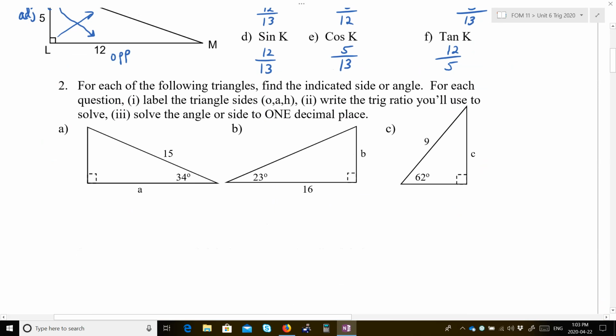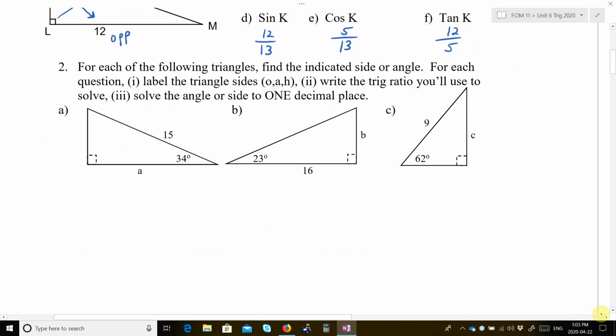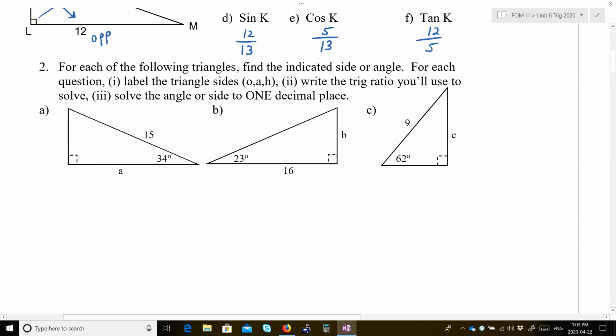All right, let's get on to number 2 here. For each of the following triangles, find the indicated side or angle. For each question, 1, label the triangle sides O, A, or H, opposite, adjacent, or hypotenuse. 2, write the trig ratio you'll use to solve. And 3, solve the angle or side to 1 decimal place. Okay, and notice they're all 90-degree triangles, so we can use our little acronym SOHCAHTOA. It tells you which trig ratio you're using.